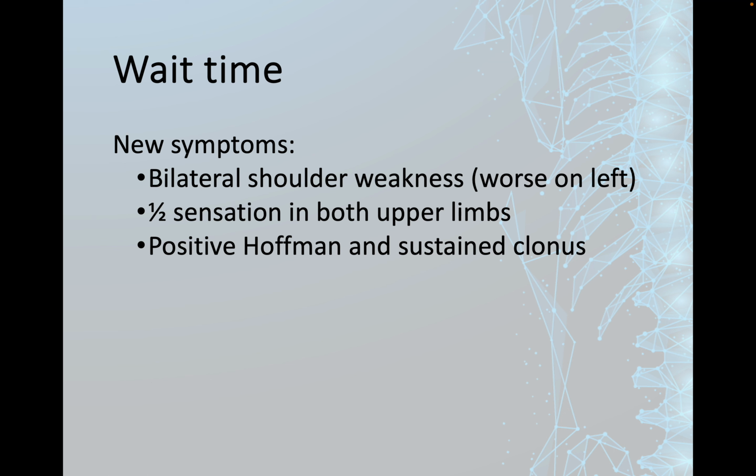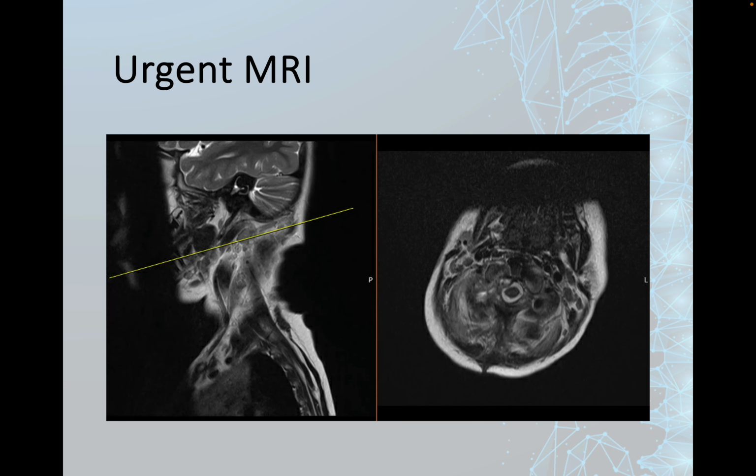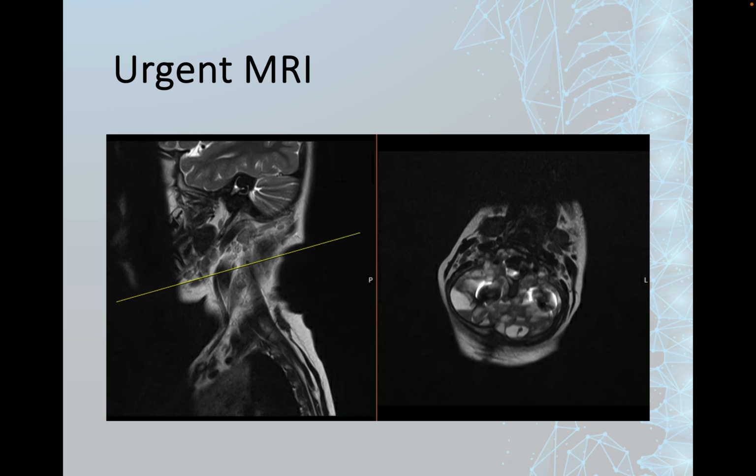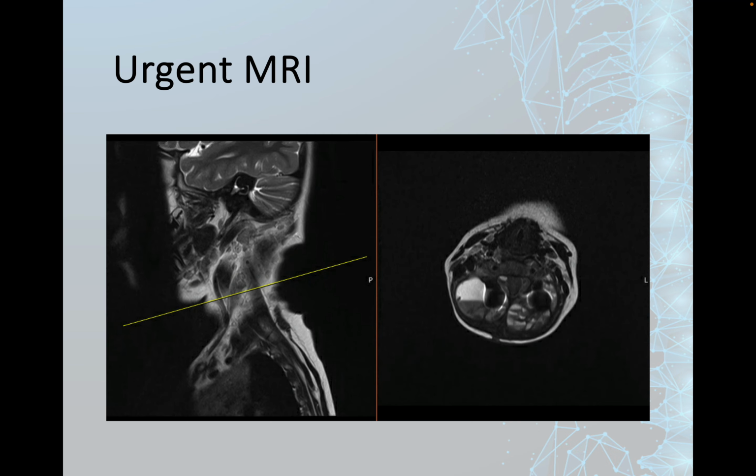The patient was referred to our hospital, to medical oncology, and while she was waiting for her appointment, she presented to our ER with a new onset of symptoms of bilateral shoulder weakness that was worse on the left side and decreased sensation in both upper limbs. She also had positive Hoffman and sustained clonus. Urgent MRI was obtained for the patient while she was in ER, showing recurrence of the lesion, as you can see here, both on axial and sagittal views.